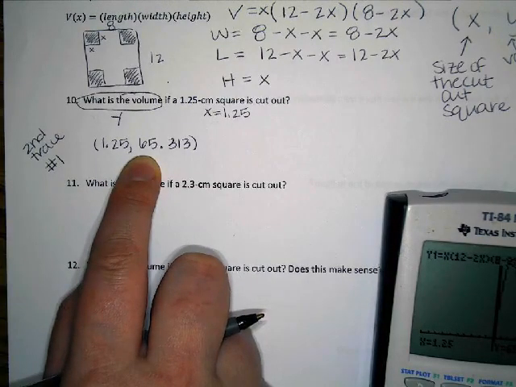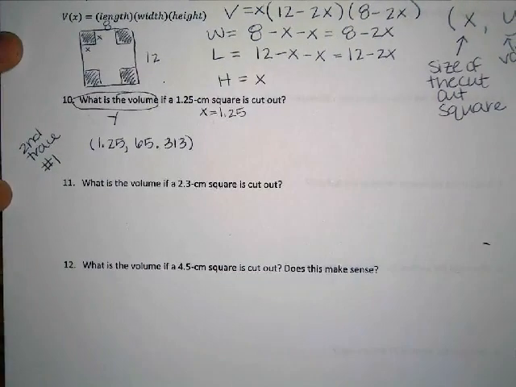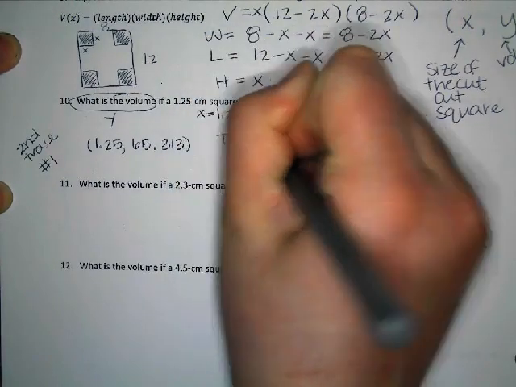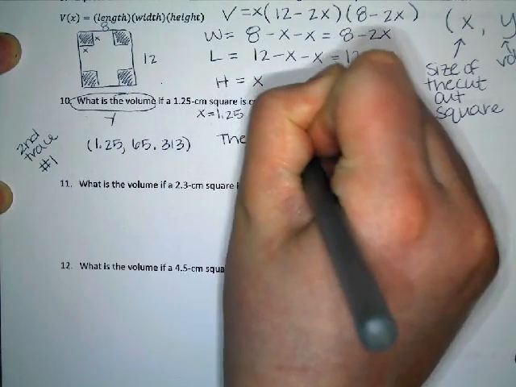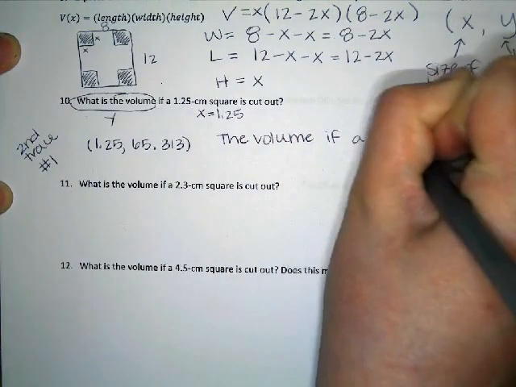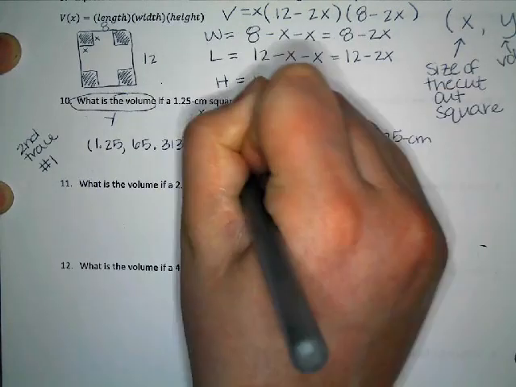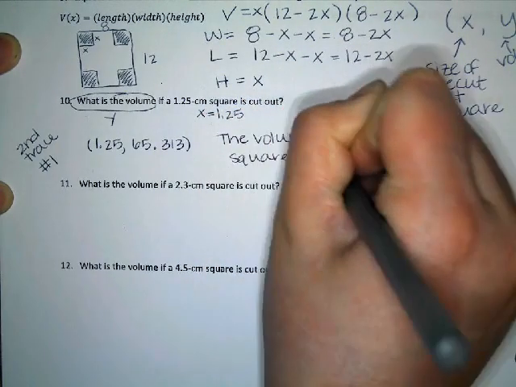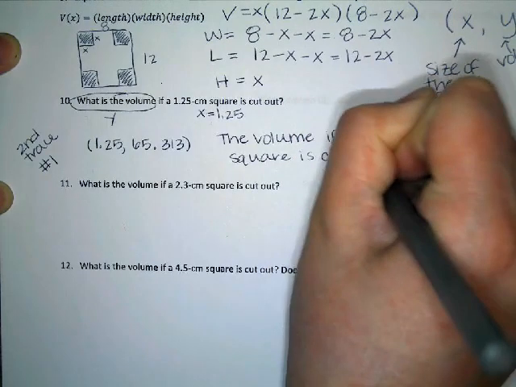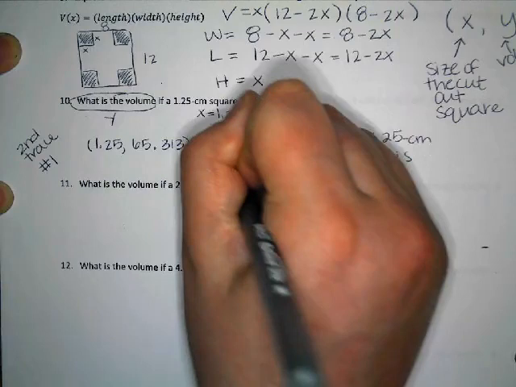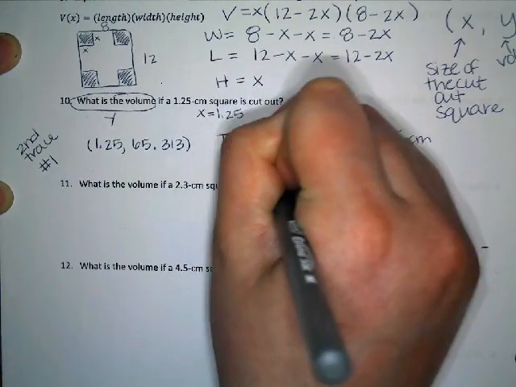All right, so I'm going to write a sentence for the answer. The volume, if a 1.25 centimeter square is cut out, is 65.313 centimeters cubed.